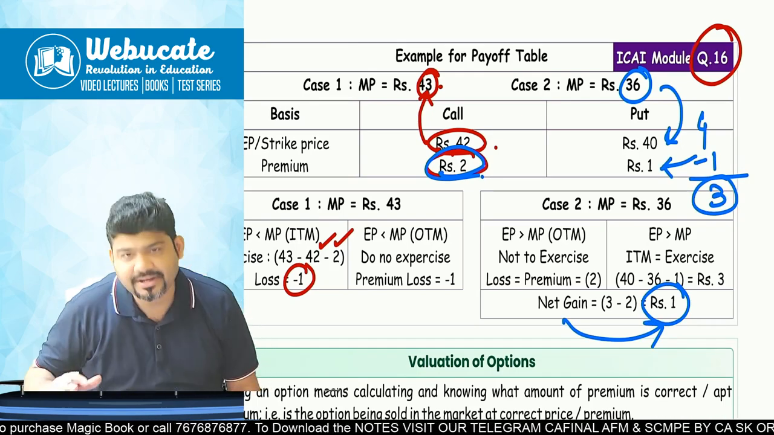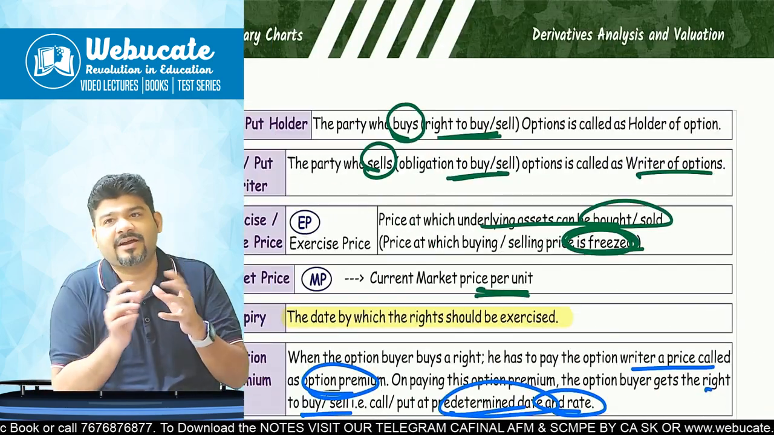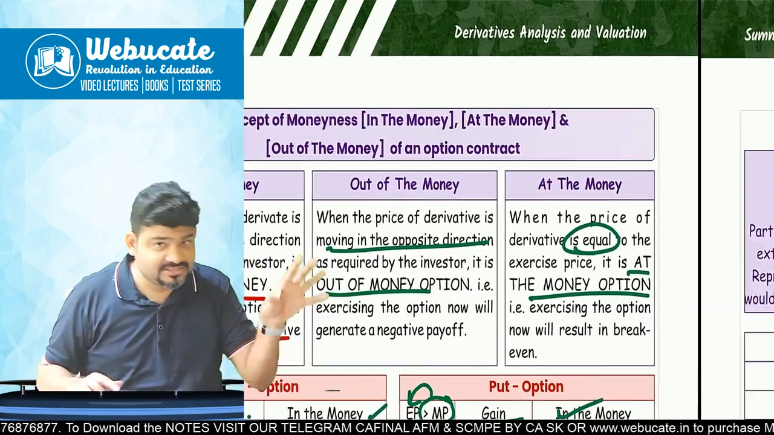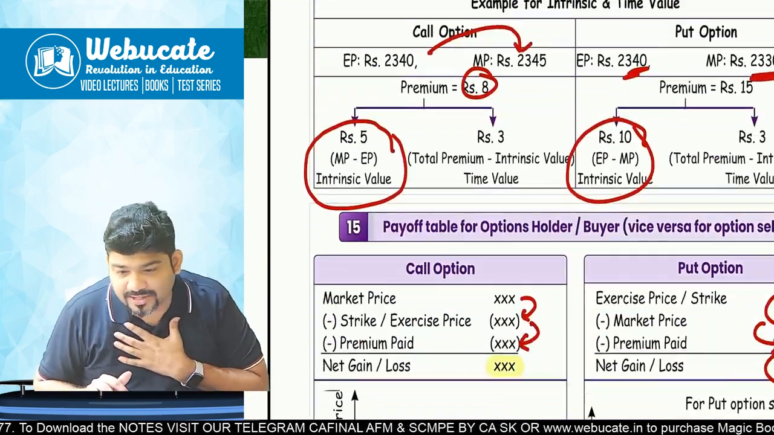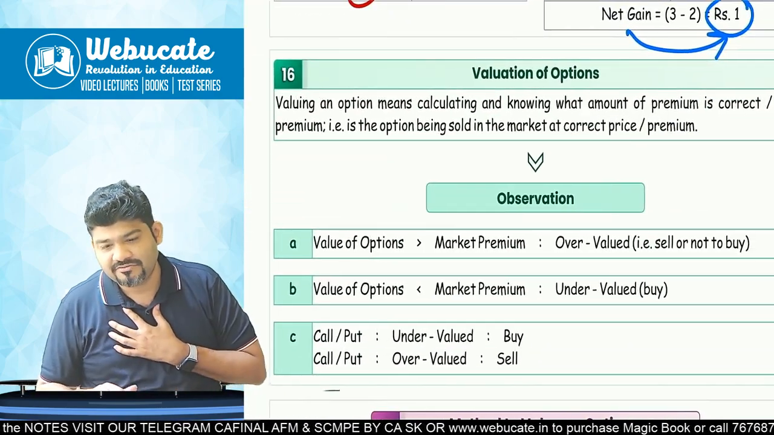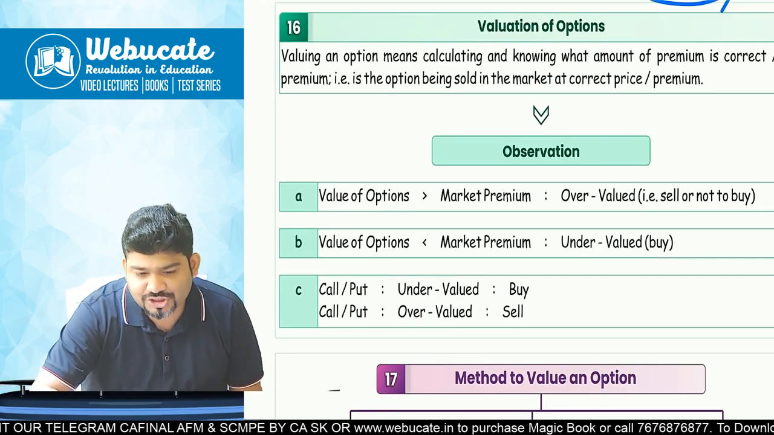Now, see, this whole chapter is divided into two major parts. One is called the basic understanding, from which the MCQs will be asked according to me, and then the valuation of options. And now we are coming to the concept called the valuation of options.